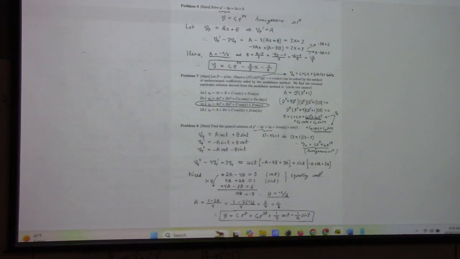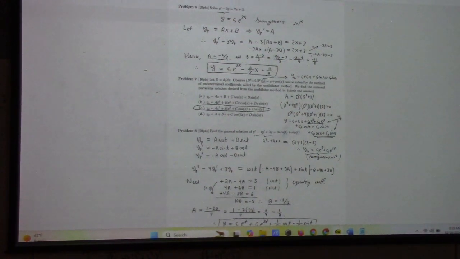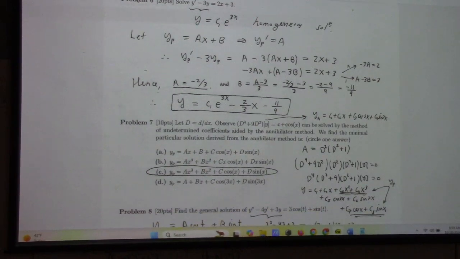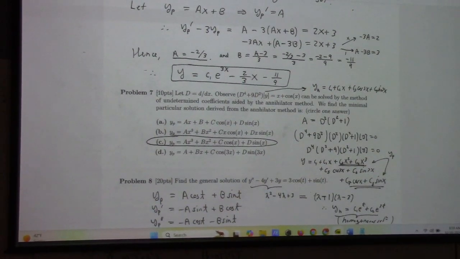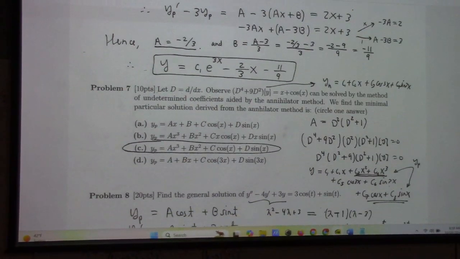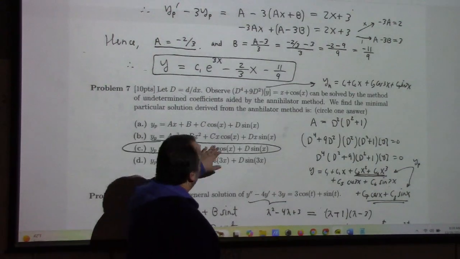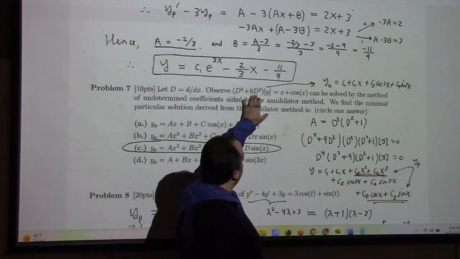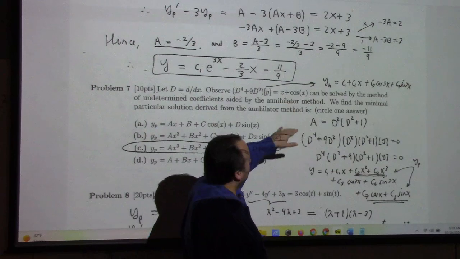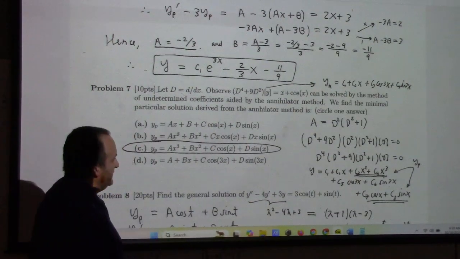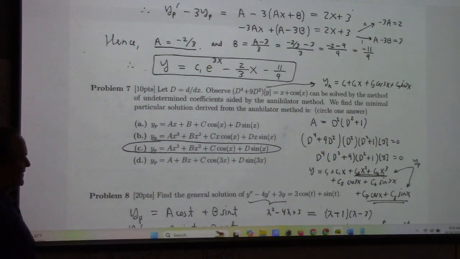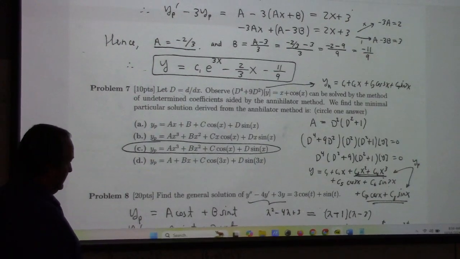What else did I have on here? Homogeneous solution. Here's one I didn't put in your take-home, but just to give you an idea of one way I can test the annihilator problem. I do this sometimes because it's just easier for me to grade. I've got (D^4 + 9D^2) y equal to x plus cosine x. I say it can be solved by the method of undetermined coefficients aided by the annihilator method. Find the minimal particular solution.